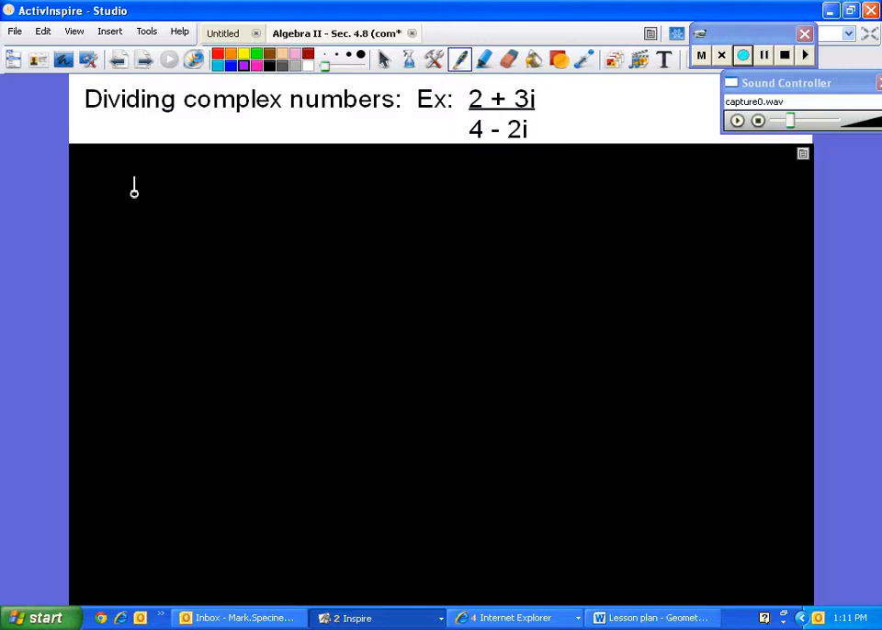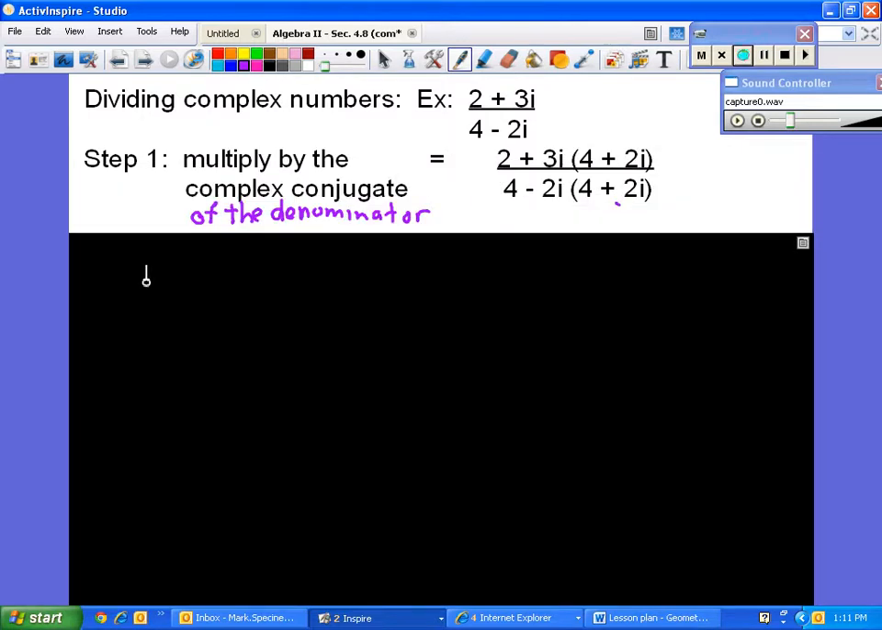Right, now the first thing that you're going to do is multiply both your top and your bottom by the conjugate of the denominator. So my denominator is 4 minus 2i, so my conjugate is 4 plus 2i. So I'm going to multiply both sides by 4 plus 2i.